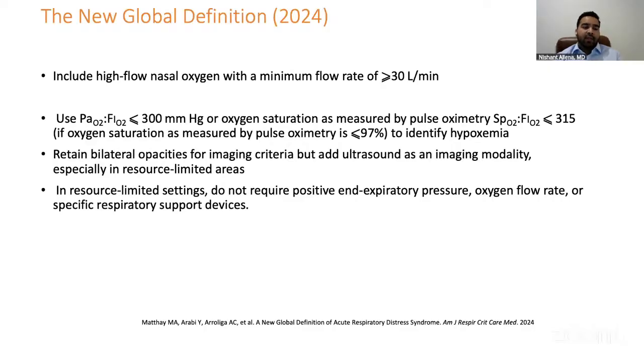And they retained the definition for bilateral opacities for the imaging criteria. But what was new was that they added ultrasound as an imaging modality, especially in these resource limited areas where there's poor access to radiography or CT scans, etc. Again, in the resource limited settings, you do not require the previous definition of having a PEEP of greater than or equal to 5.